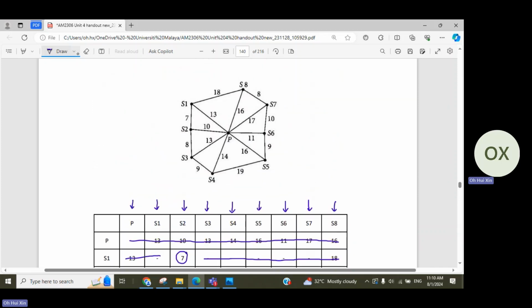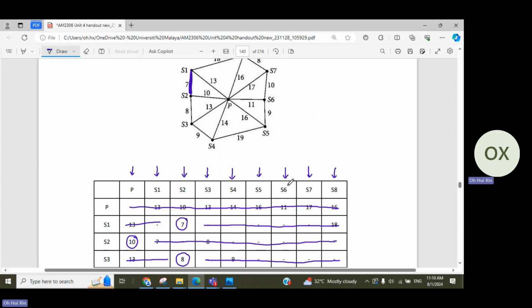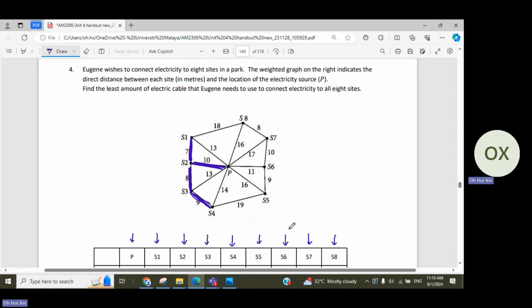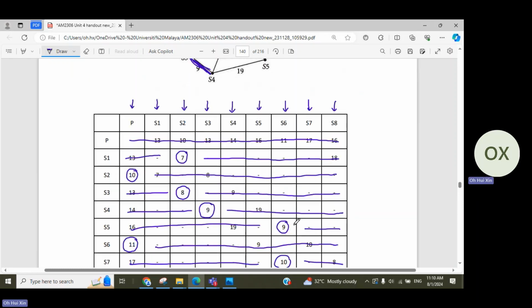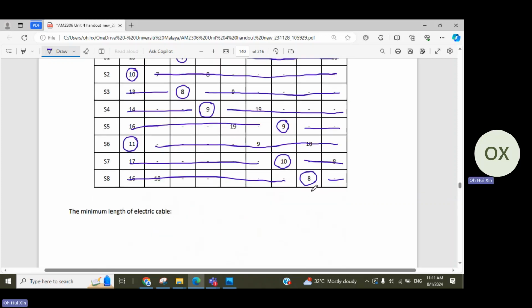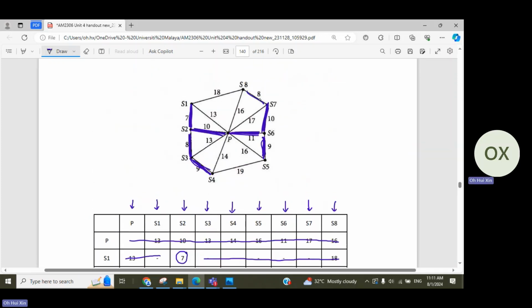After you finish it, let's put our answer in the diagram to check whether it's correct or not. So 7 between S1 and S2, 10 between S2 and P, 8 between S2 and S3. Then we have 9 between S4 and S3. And then the next one is 9 between S5 and S6. So P to S6, 11. 10, S7 and S6. And then we have 8 between S8 and S7. So this answer is exactly the same as what you have gotten previously.